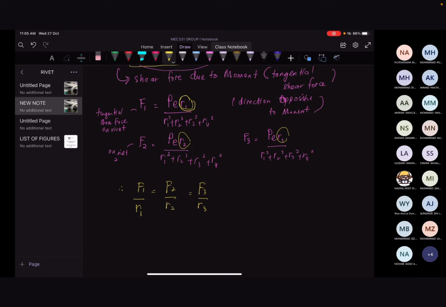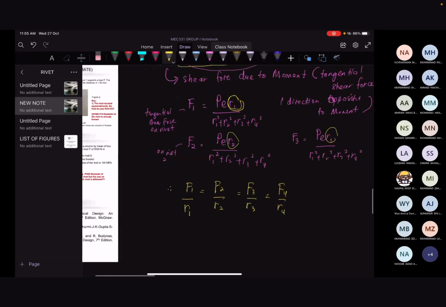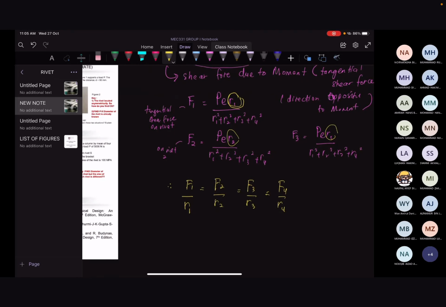Okay, so maksudnya daripada sini awak akan dapat cara yang lebih senang untuk kira F2, F3, F4 dan seterusnya. Tapi yang ni satu ni kena buat. At least satu kali kena buat guna formula yang panjang ni. Okay, bila dah dapat satu yang ni menggunakan formula yang panjang, baru kita boleh pakai yang ni.